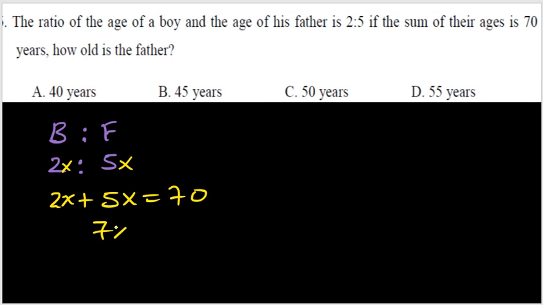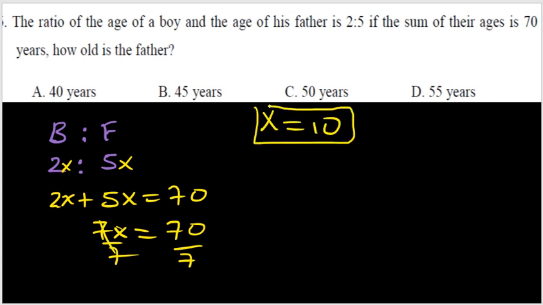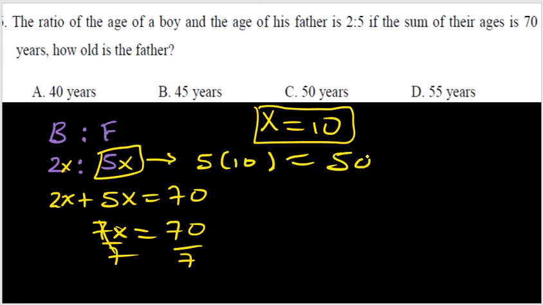When you add it, it is 7x, which is equal to 70, to get x. So divide by 7 both sides. Then the x value is equal to 10. But this x is our x, for calculation purpose we used. How old is the father? Don't forget, the father's age is 5x. So 5 times 10, which is going to be 50. This is the father's age. The answer is C.